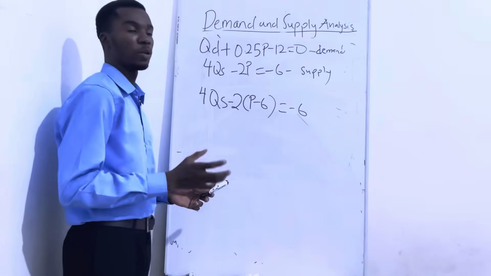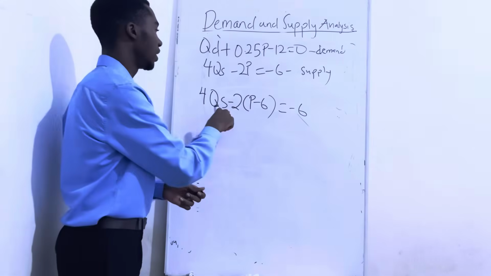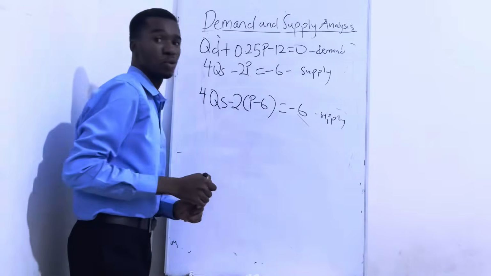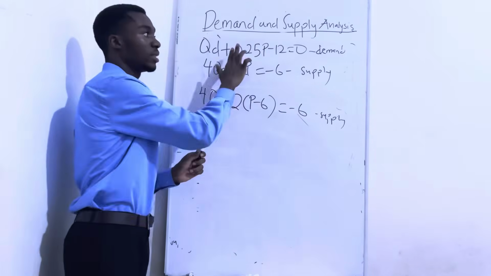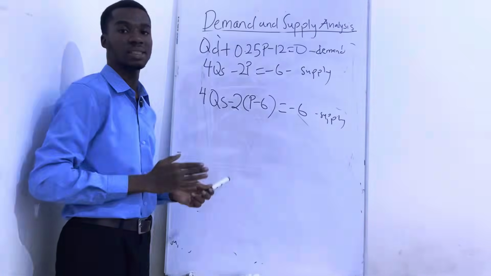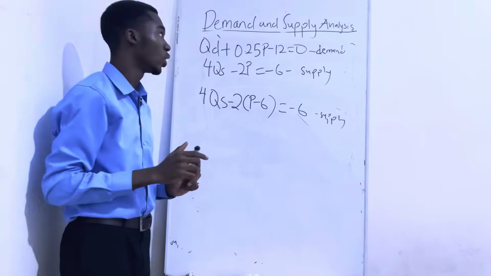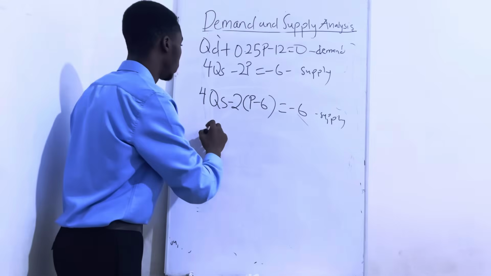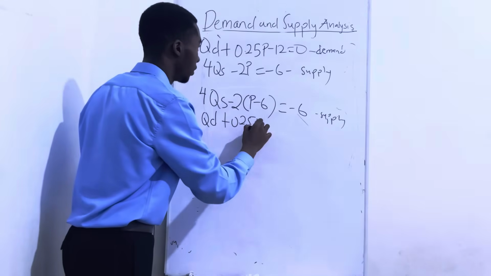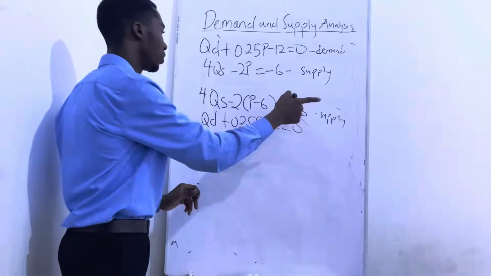So now to find the new equilibrium price and the equilibrium quantity when the tax has been introduced, which is the 6 here, this is a new supply equation. You get it? But mind you, when the tax is introduced, the demand equation doesn't change. It's only the supply that changes. Keep it in mind. When a tax is introduced, the demand equation does not change. Only the supply one changes. You get it? So our demand equation is still going to be QD plus 0.25p minus 12 is equal to 0. This is still going to be our demand equation. So only the supply equation is going to change.